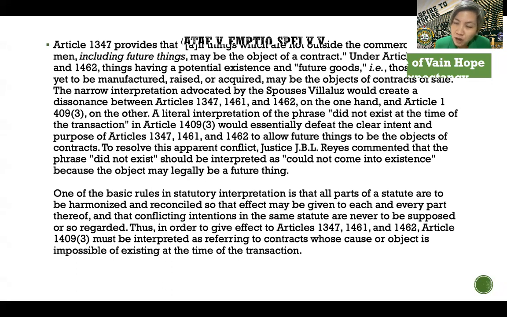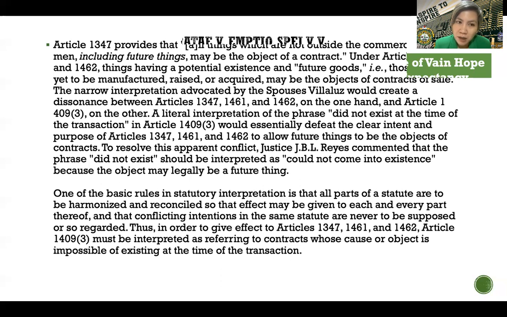So if the condition is fulfilled, that the future thing has indeed come into existence at a later point from the perfection of the contract, then the sale is considered as valid. Okay, but if the suspensive condition is not fulfilled, if the future thing did not come into existence, then the contract is deemed extinguished. Okay? It's as if no contract was entered into by the parties.